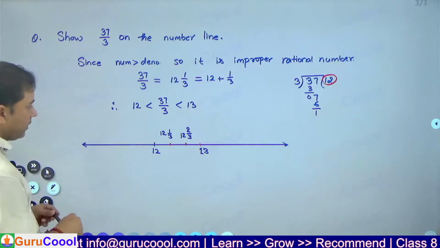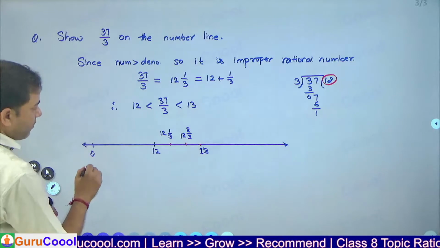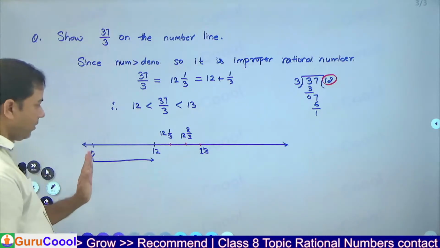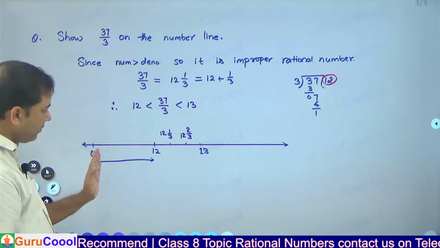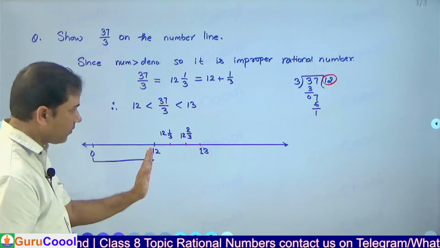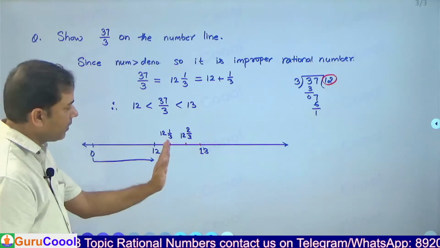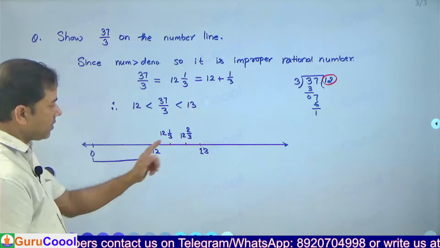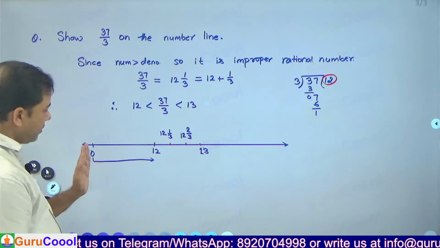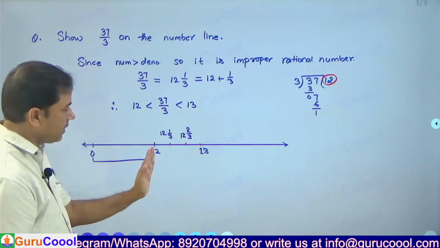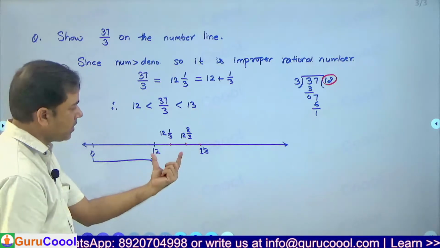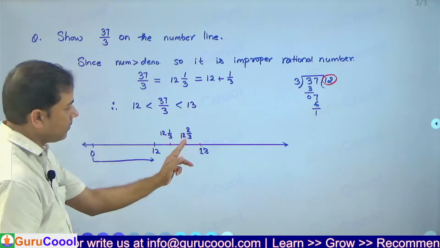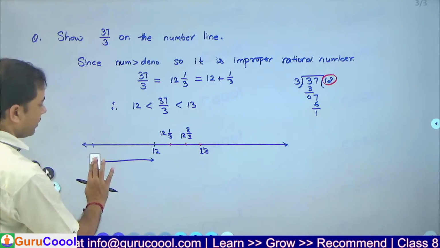What does that mean? That means we have 0 somewhere, so we already have traveled 12 units from 0, and an extra 1 by 3 till this point. So this is 12 and 1 by 3. Similarly, this point: 0 to 12 is already traveled and extra this distance, this is 2 by 3. So 12 and 2 by 3. This is the idea.